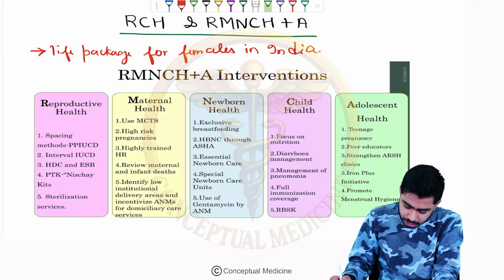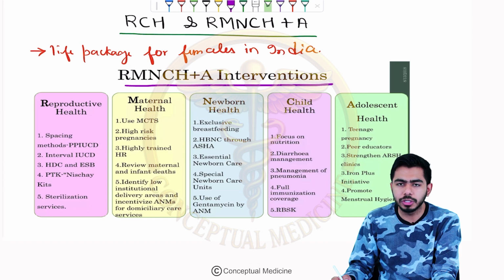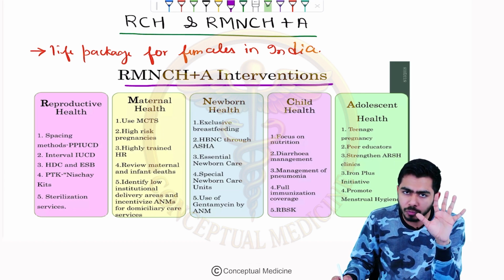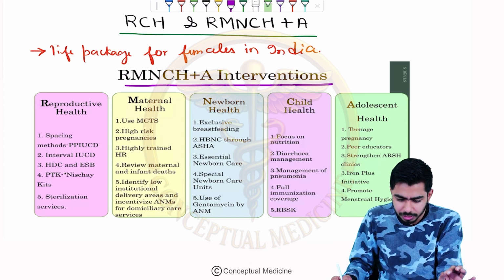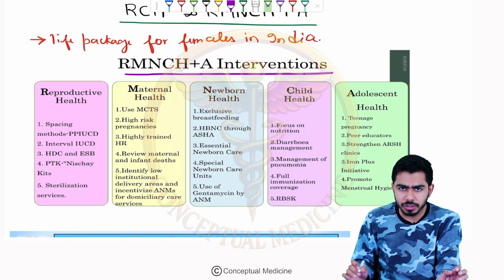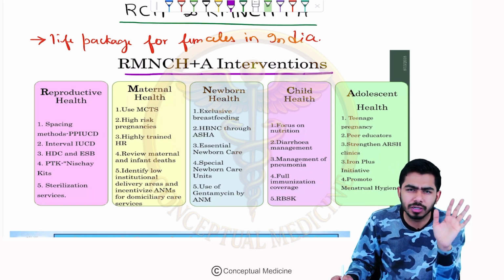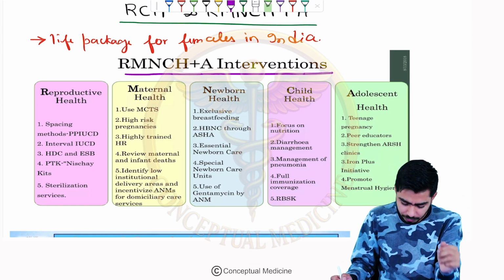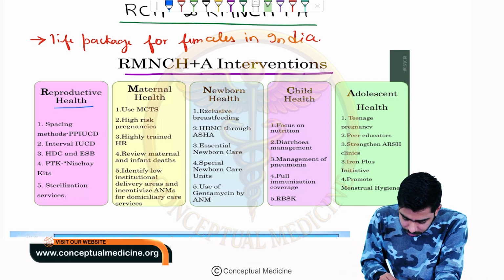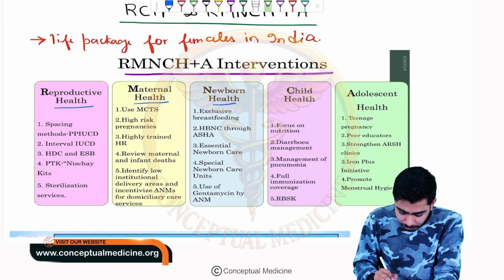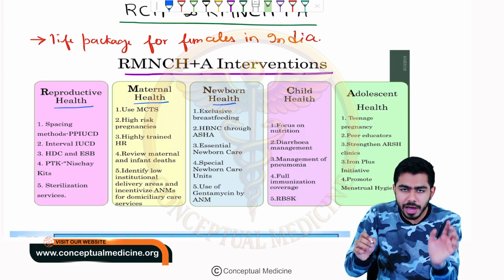However, if you talk about the interventions in the RMNCH+A, we have the 5x5 matrix algorithm working in it. I mean the 5x5 matrix program is there. What is 5x5? We have 5 sections, into which 5 important points are there which we need to figure out. For example, there is reproductive health, then maternal health, newborn health, right?